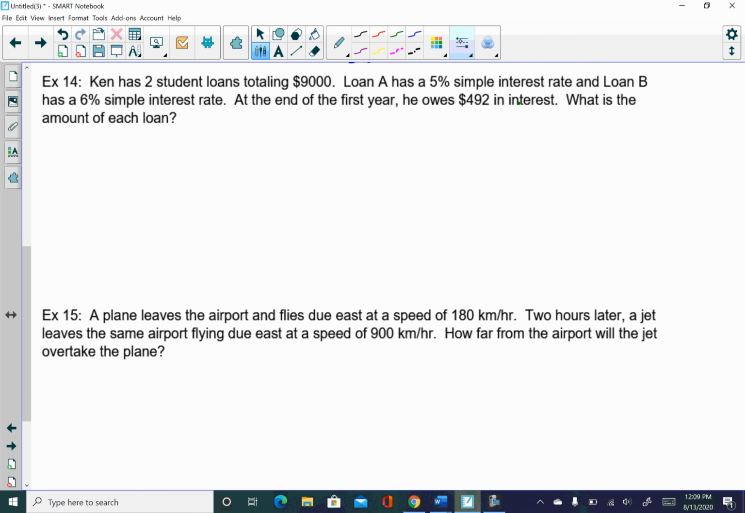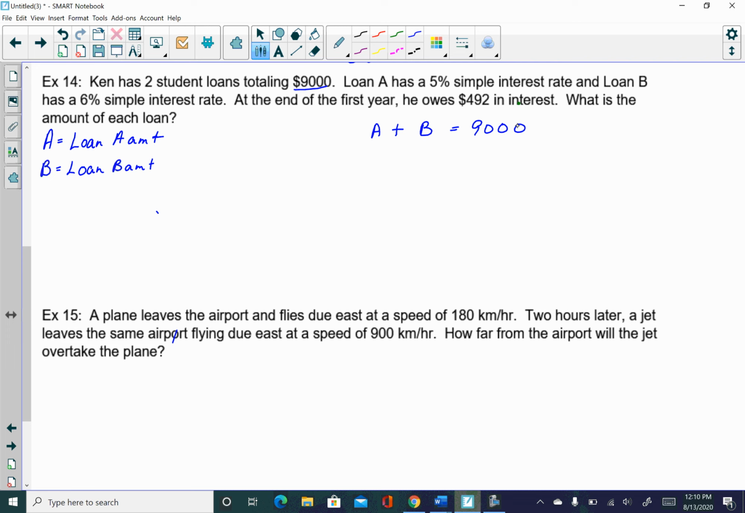If I were setting this up, I need to sort of identify some variables here. I'm going to set capital A to be the amount for loan A, because it doesn't tell us. We know that the two loans together add up to $9,000, but we don't know how much loan A was and how much loan B was. So I'm trying to make it intuitive here that capital A represents the amount of loan A and capital B will be the amount of loan B. Now we can write one equation here: A plus B, the amount of loan A plus the amount of loan B, adds up to 9,000.